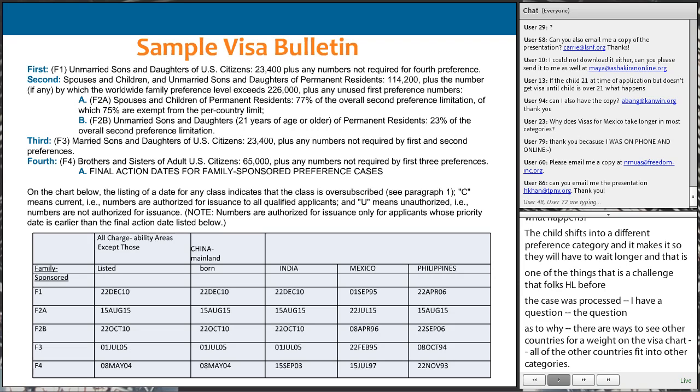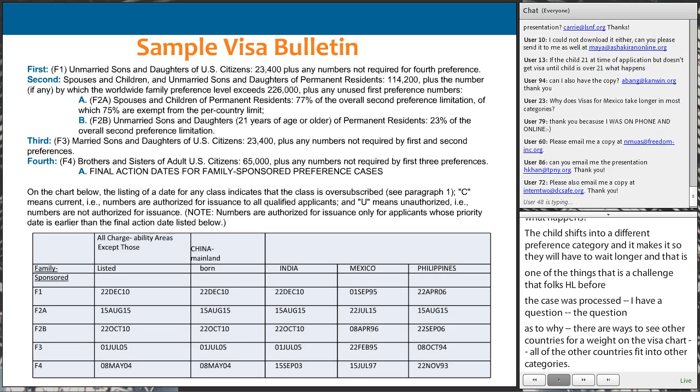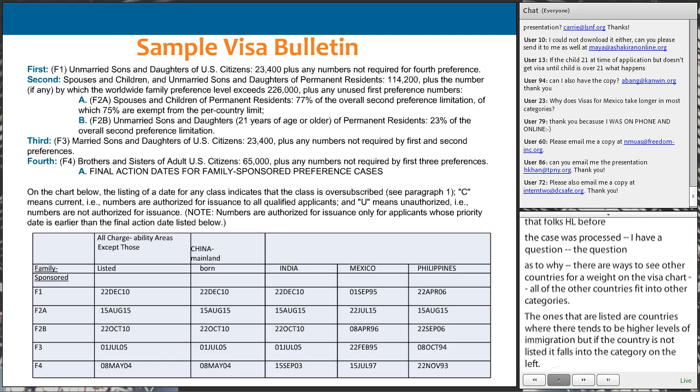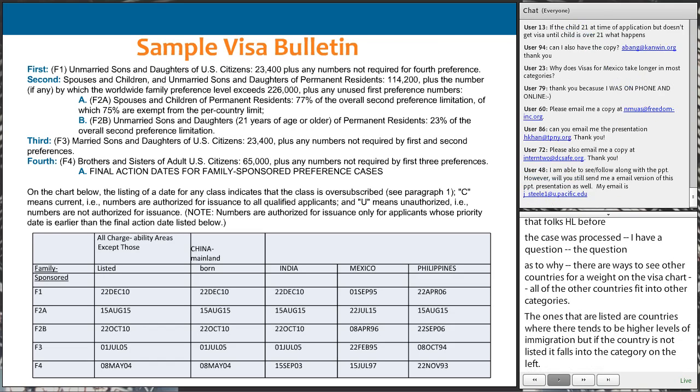And visas for Mexico take longer than most countries because there's a limited number of visas for every country each year. And the reason it takes longer is because there's been a higher level of immigration from that country in prior years.